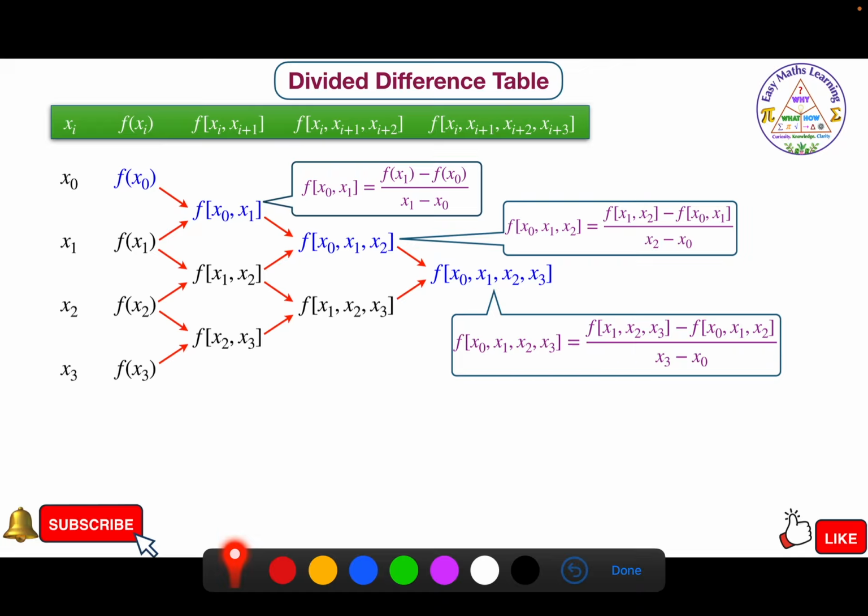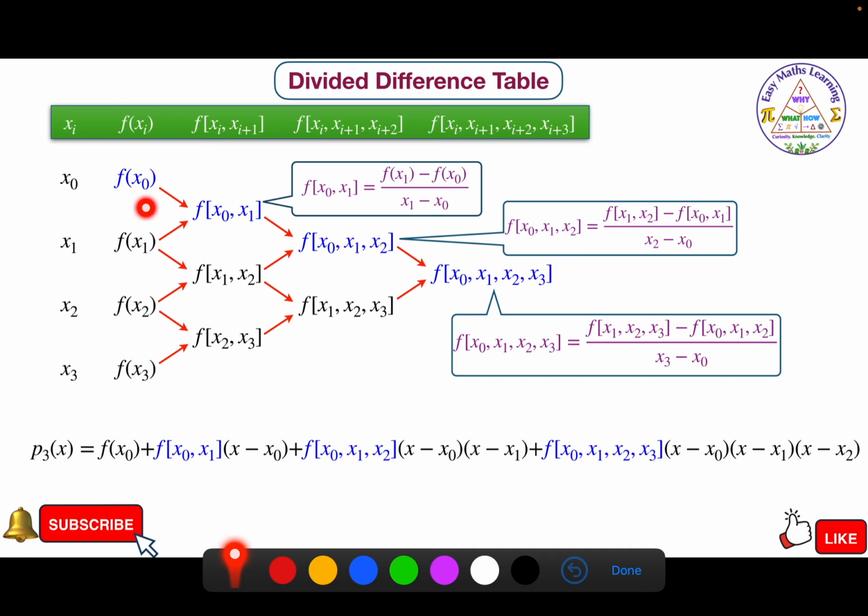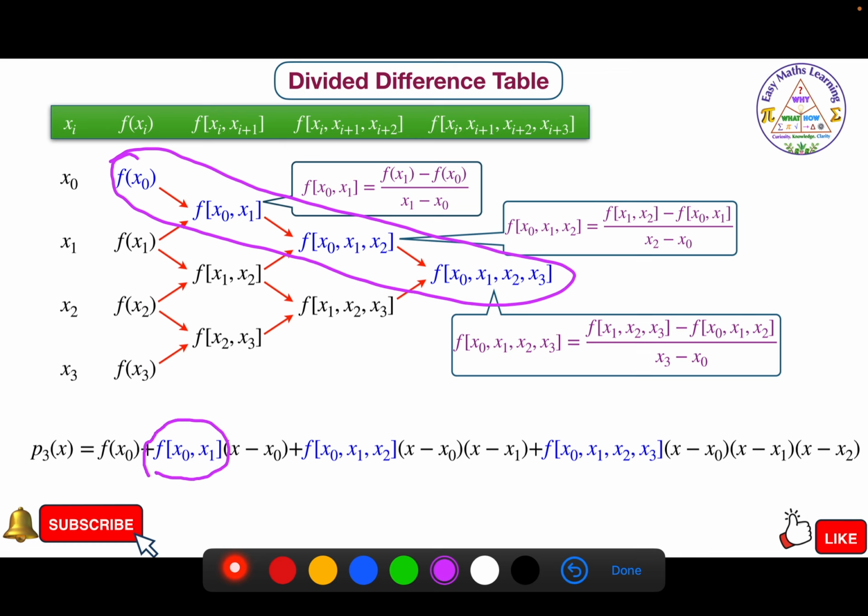See, this table forms a triangular structure. Here, the most important point is that all first entries of each column are the coefficients of Newton's interpolating polynomial.